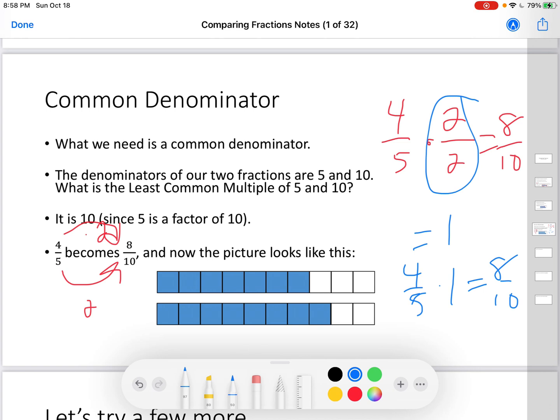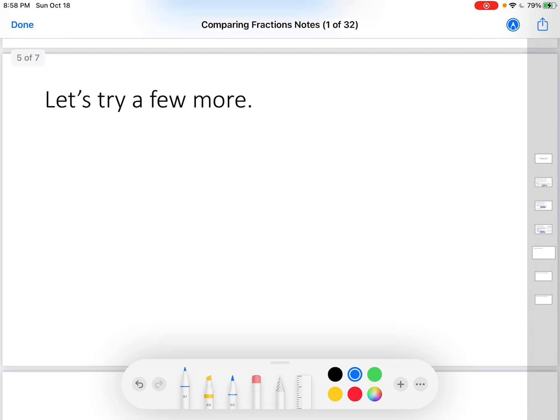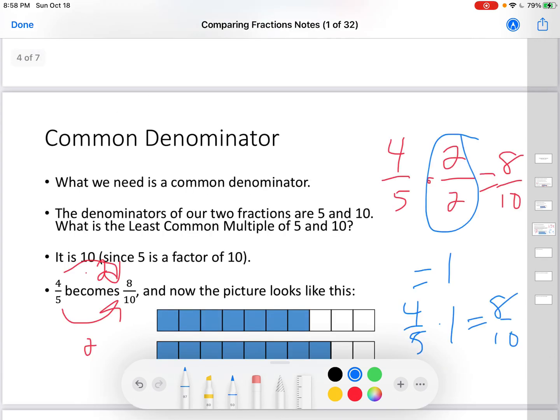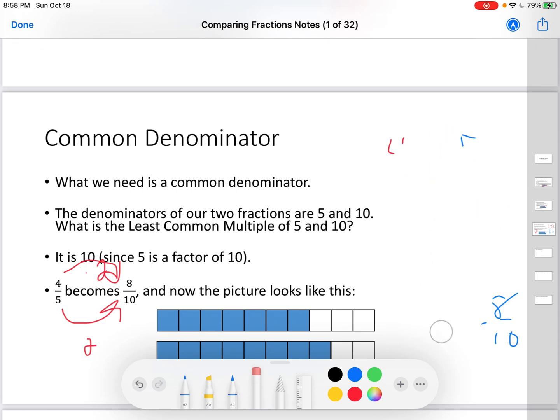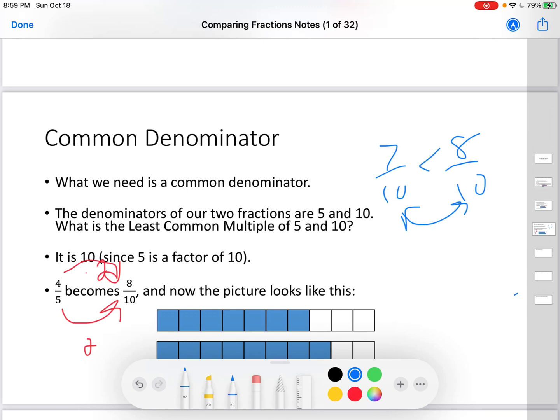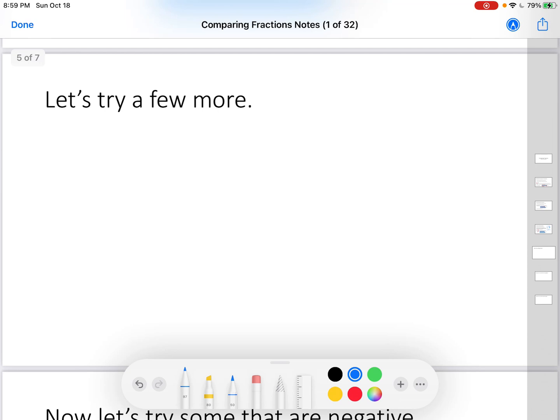Now it will be easy to compare them. Which is bigger? Let me make a little bit of space. We have 7/10 and we have 8/10. Tenths and tenths are the same size, so now we can just compare the numerators. 7 is less than 8, so 7/10 is less than 8/10. Therefore, 7/10 is less than 4/5, since 8/10 and 4/5 are the same value. Okay, let's try a few more.